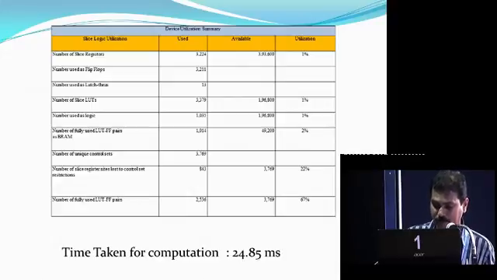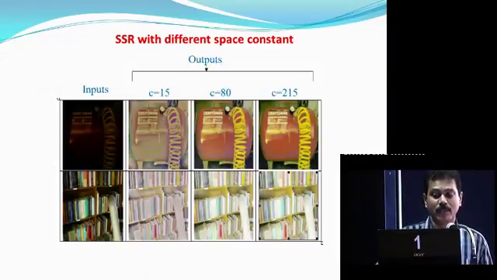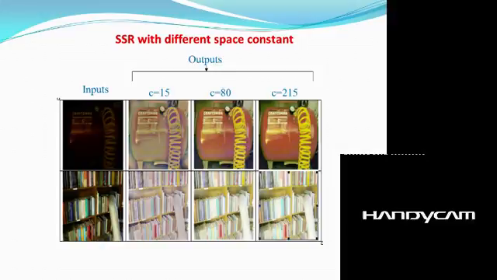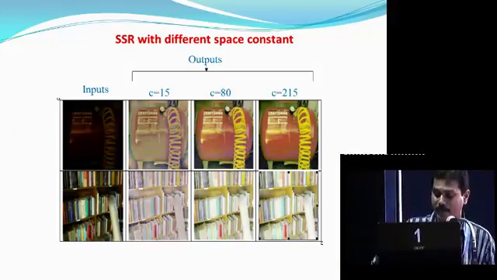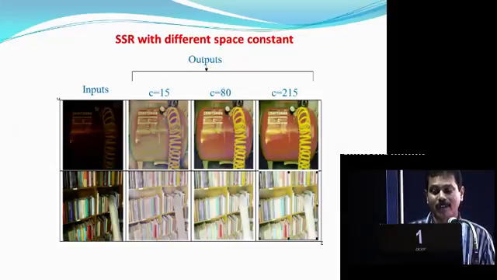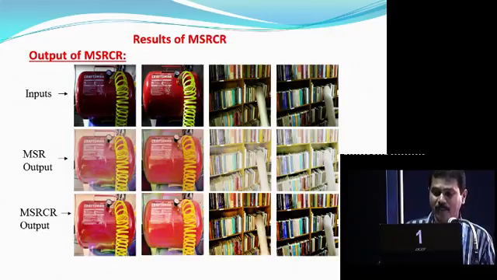Coming to the results, these are actually the simulation results in MATLAB, and then FPGA. The inputs are given with the space constant with different C values, C15, C80, C215, and the output is given on the below side. And this one is a result with the multi-scale Retinex algorithm with color restoration. Whenever we have the multi-scale Retinex algorithm, the C values are combined together. Earlier we had separate C values and the outputs were viewed, and here they are combined in the multi-scale Retinex algorithm.